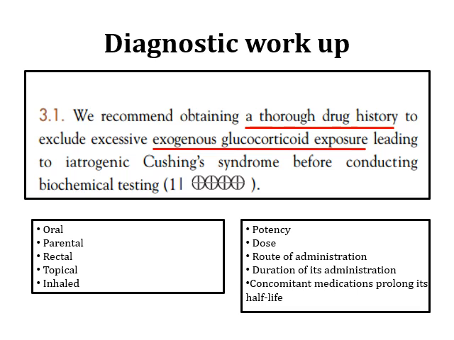If your patient is taking an exogenous source of steroids, it is the most common cause of Cushing syndrome, whatever the route: oral, parenteral, rectal, topical, and inhaled steroids, all of which may end up with Cushing syndrome. It does differ according to the potency of the steroid taken, the dose, the route of administration, the duration of its administration. If the patient is having concomitant medication, that may prolong its half-life.